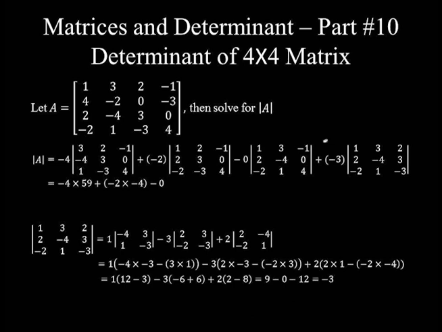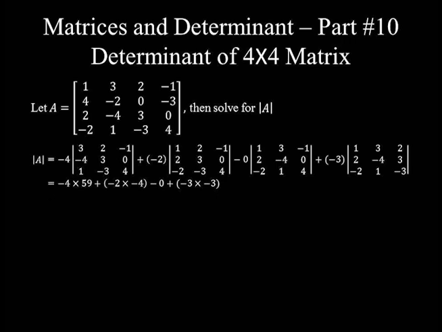So the value of this last expression becomes the coefficient, that's negative 3, times the determinant we calculated, that's also negative 3. At this stage, what is left is simple multiplication and addition. Negative 4 times 59 is negative 236, plus negative 2 times negative 4 is positive 8, plus negative 3 times negative 3 is 9. 8 plus 9 is 17. Negative 236 plus 17 is negative 219.